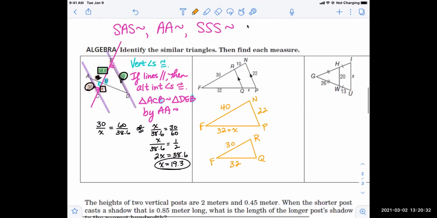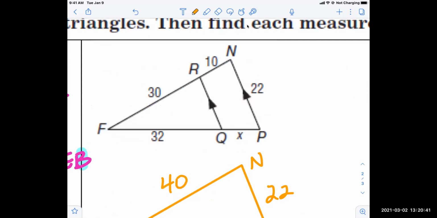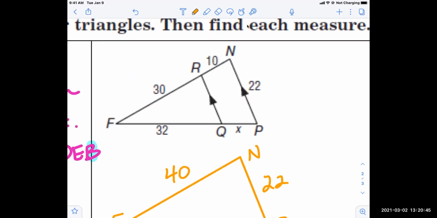Okay, now let's look back at the original picture here because we haven't actually determined why the triangles are similar. Jake, can you tell me something we could mark from in the triangles? Angle FRQ is congruent to angle FNP. Why? Isn't it like corresponding angles?